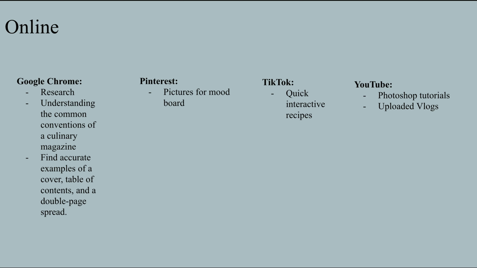Pinterest was really helpful in helping me find the aesthetic that I wanted to go for in my magazine. I was also able to create mood boards using lots of recipes and pictures that I had found on Pinterest. TikTok enhanced the way that I found quick and easy recipes that I could use. I also found that a lot of these recipes were unique, but also interactive, so I was able to put my own spin on them.